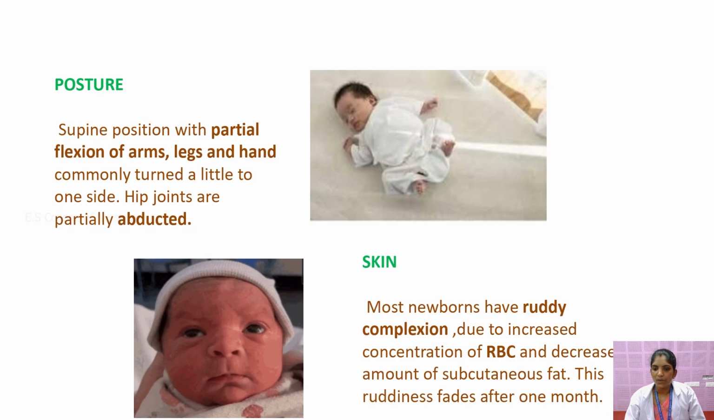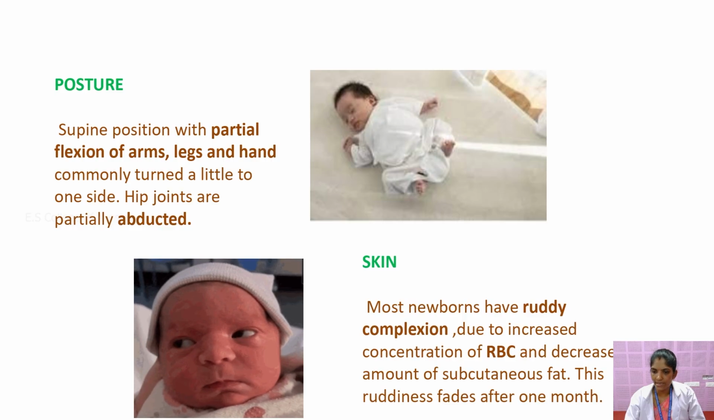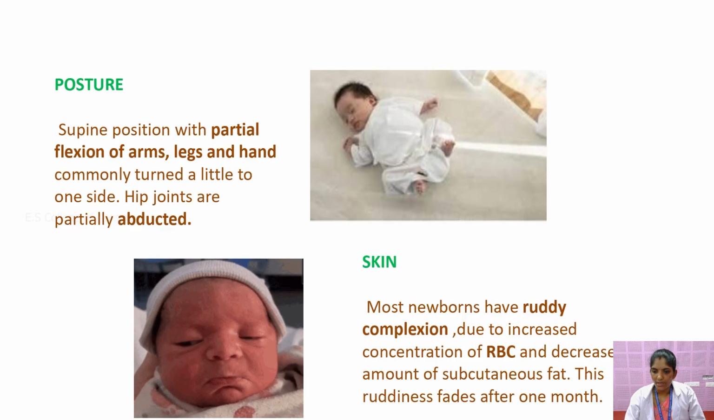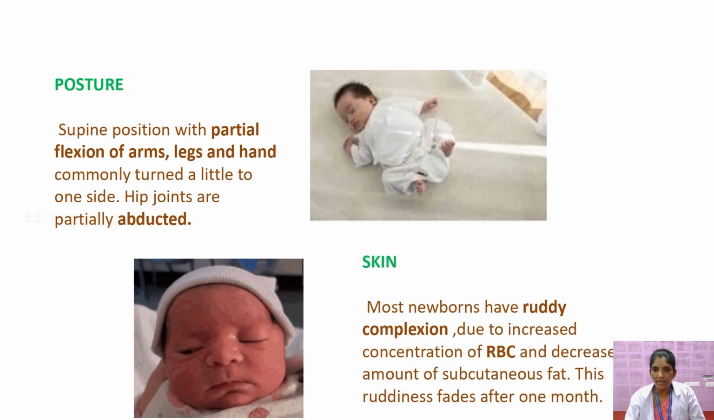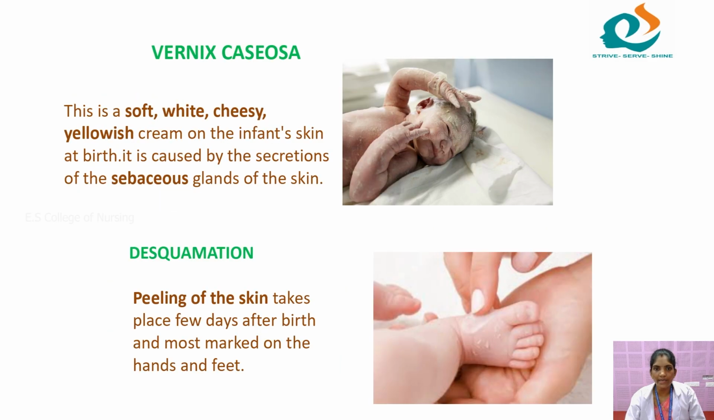So next is skin. Most newborns have a ruddy complexion due to increased concentration of red blood cells and decreased amount of subcutaneous fat. This ruddiness fades after a 1 month period of time. Next we will move on to peripheral cyanosis, which appears due to immature peripheral circulation, and this is normal in the first 24 to 48 hours after birth. And next, central cyanosis, due to decreased oxygen, may be caused by respiratory distress or other diseases, which indicate central cyanosis.